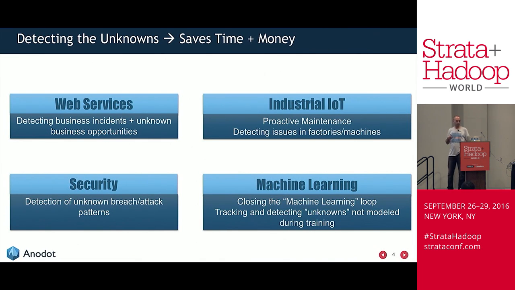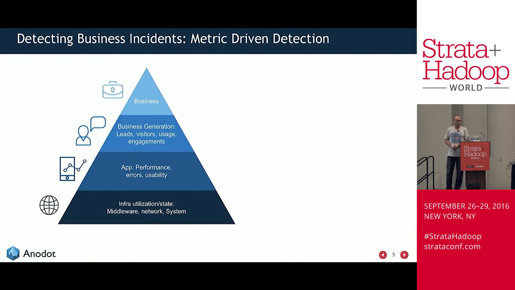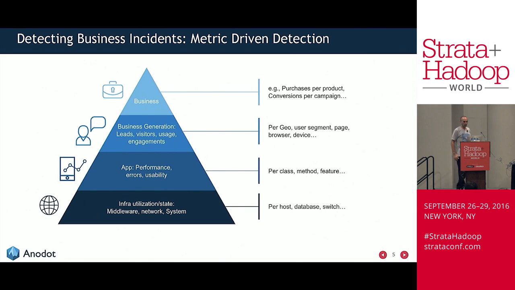I'm going to focus a lot in the talk on cases that are business incidents, because these are the main commercial things that, at least at Anodot, we do today, and I think are the most interesting. So how do you detect business incidents? Detecting business incidents is done using metrics, KPIs, key performance indicators. Key performance indicators can be at multiple levels, all the way from the top, business KPIs, talking about revenue, number of purchases of products if you're an e-commerce site, the number of clicks on ads if you're an ad tech company, and so on.